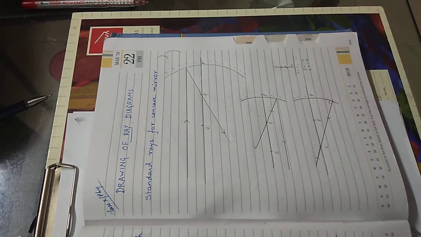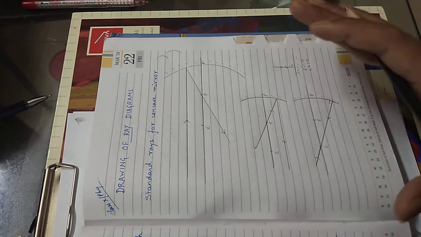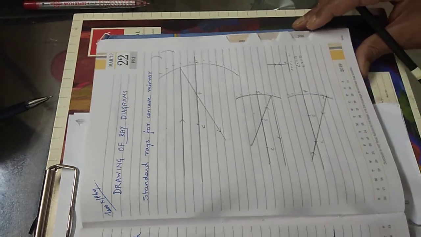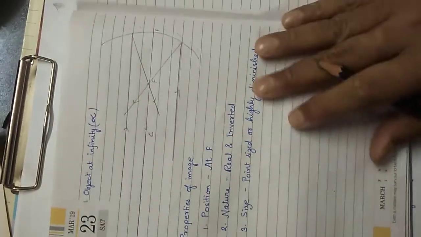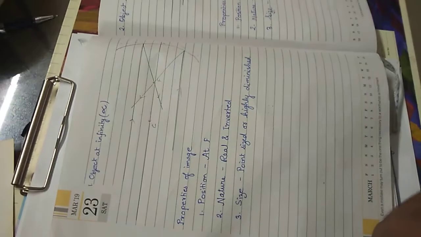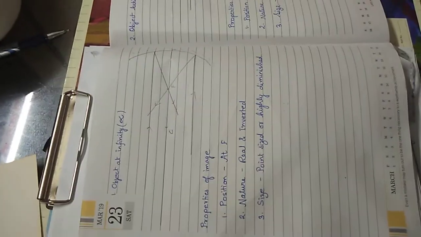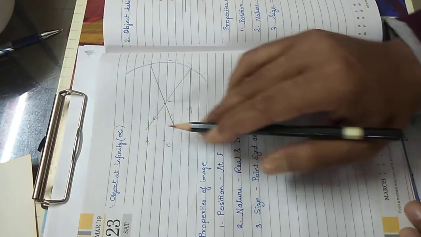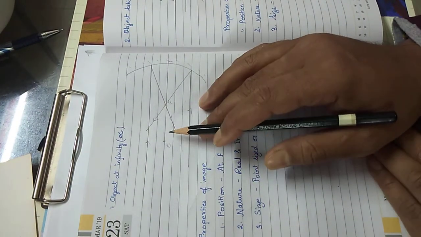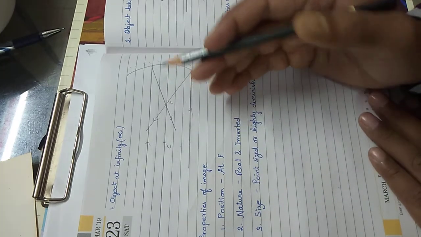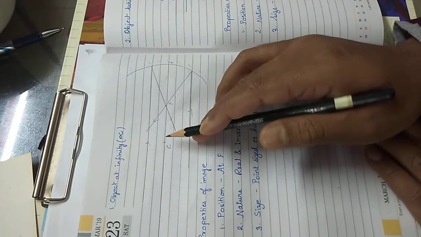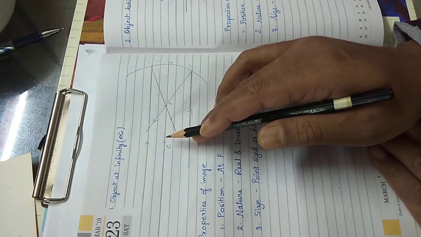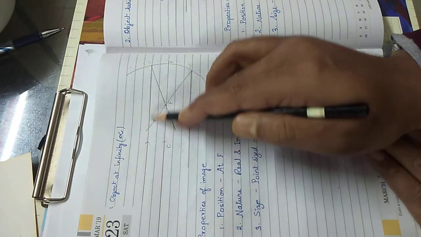Now we'll look at the different ray diagrams depending on the different positions. So this is the first ray diagram that we have here. First position is object at infinity. When the object is at infinity, infinity means objects which are very far, like the sun, a star, whatsoever. So we consider that parallel rays come from such an object. So this is one parallel ray I have drawn.